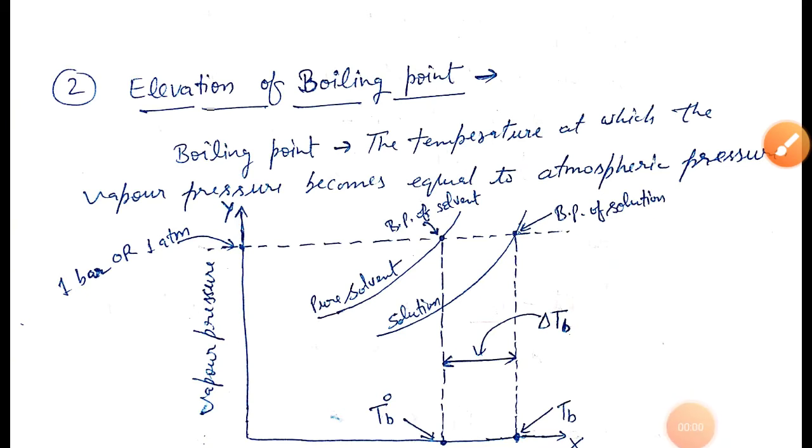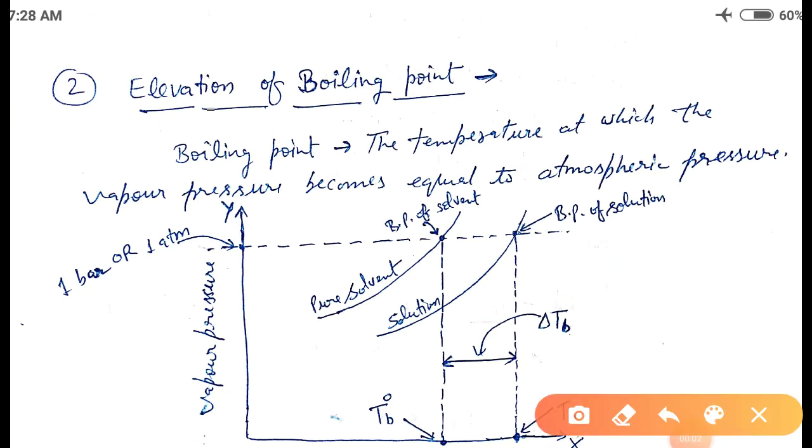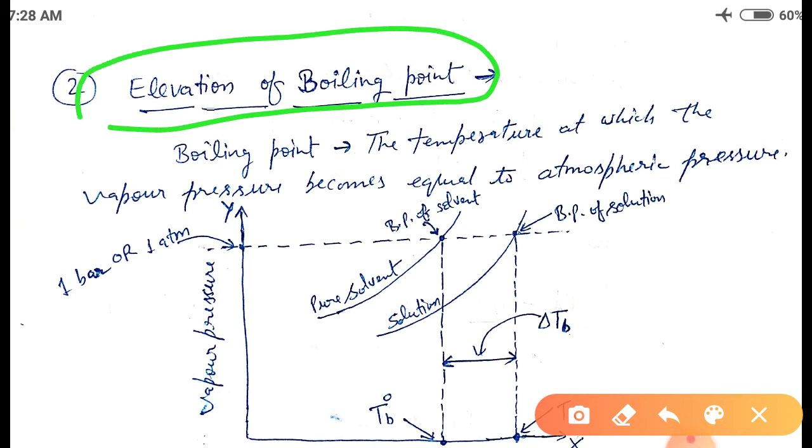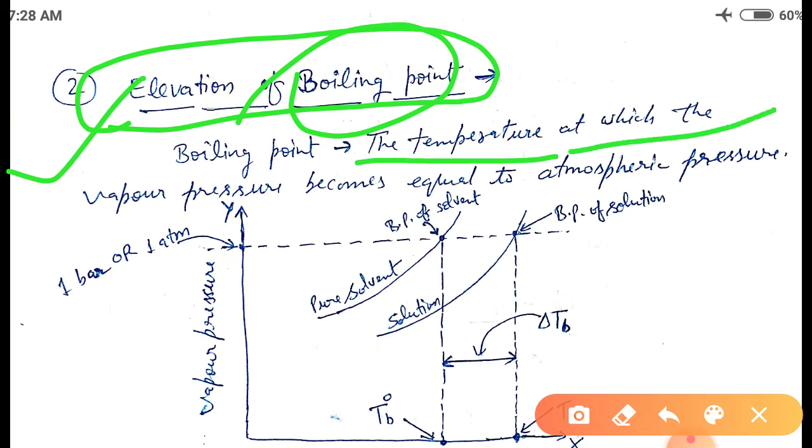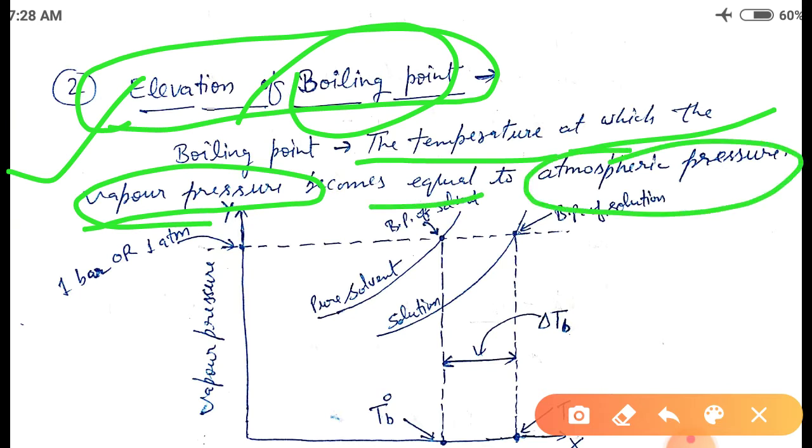The second colligative property is the elevation of boiling point of solvent. Before we study the elevation of boiling point, we must know about the boiling point. What is the boiling point? Actually, boiling point is the temperature at which the vapor pressure becomes equal to the atmospheric pressure. That temperature is known as the boiling point.